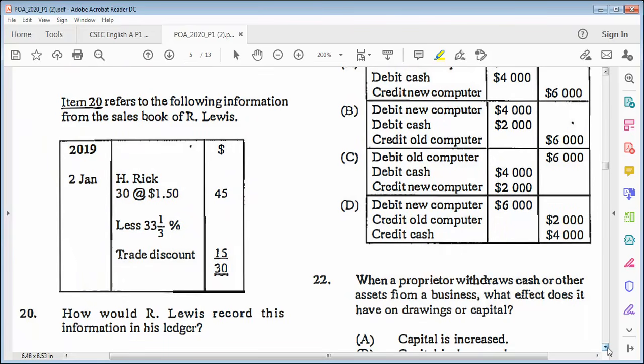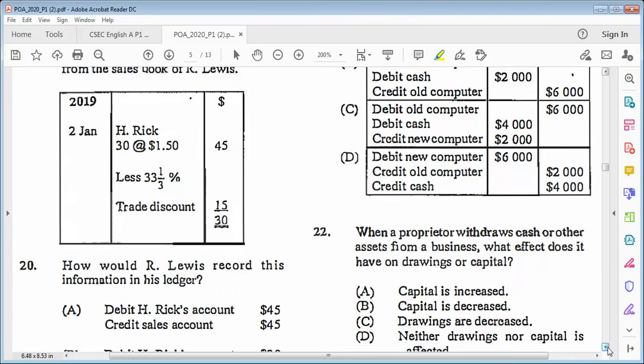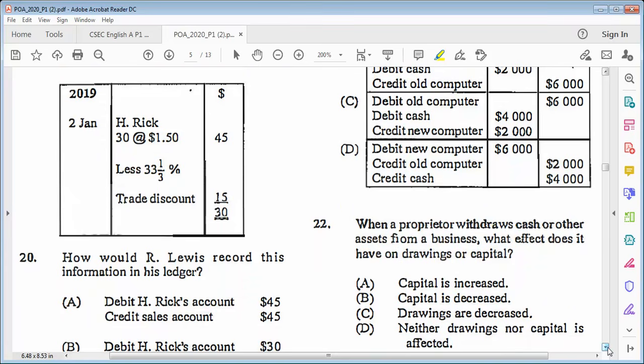Item 20 refers to the following information from the sales book of Arlo's 2019. We have the 2nd of January, H. Rick, 30 at $1.50, which is $45, less 33 and a third percent, or trade discount, of $15. When you take that from the total of $45, we're left with $30. So the question says, how would R. Lewis record this information in his ledger?